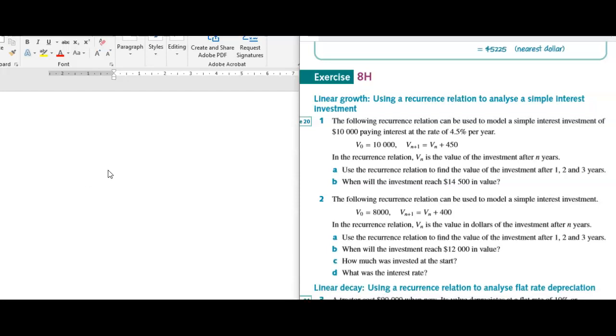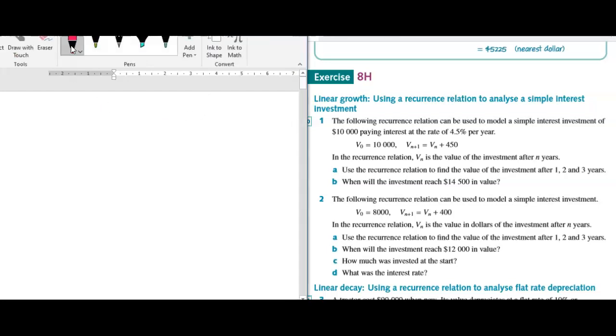Let's scroll there. Okay, so question 1. The following recurrence relation can be used to model a simple interest investment of $10,000 at the rate of 4.5% per year. So I'm just going to write the recurrence relation down. So V0, our starting value, 10,000, Vn plus 1 is equal to Vn plus 450. So when I look at this recurrence relation, I can see it starts with $10,000 and each year I'm getting an extra $450.